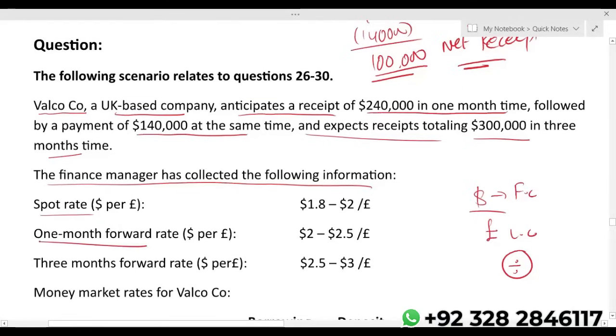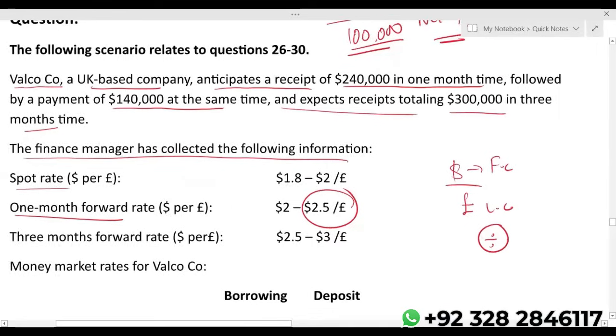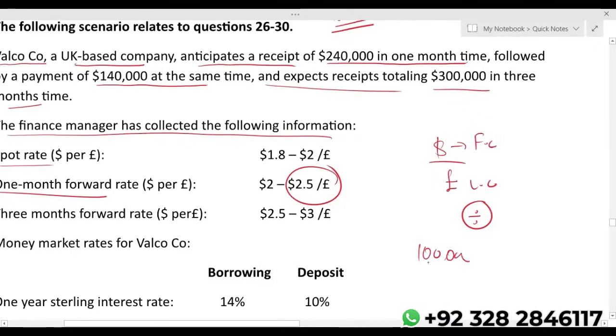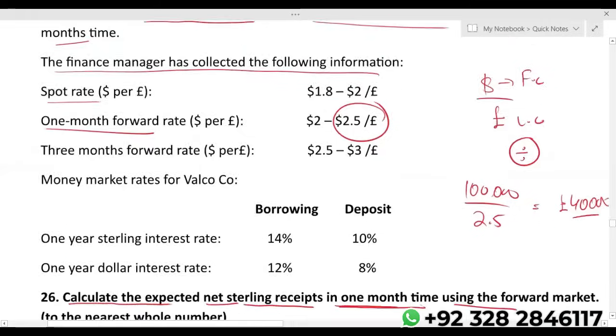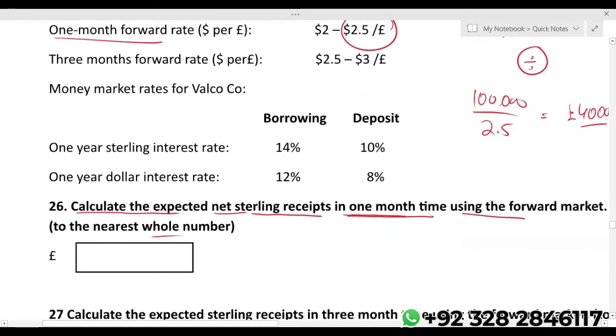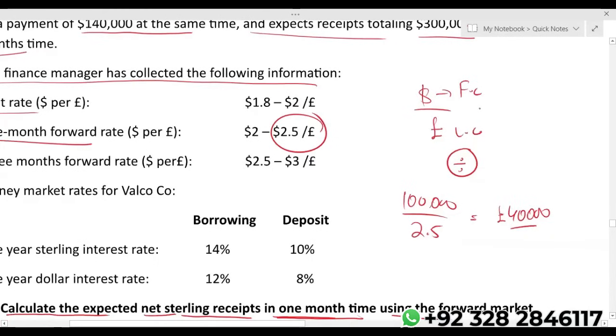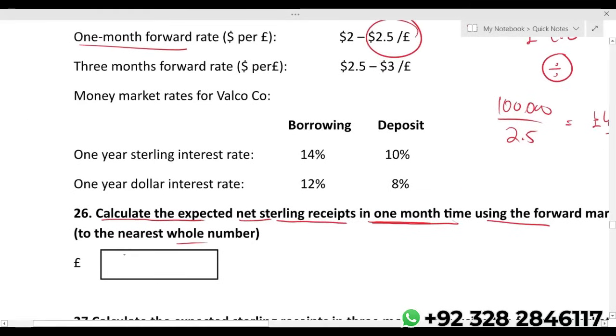1 month forward. So can I say 2.5? Simply 100,000 divided by 2.5, I'll get exactly 40,000 if I'm not wrong. Yes. Indirect quote, we buy low, we sell high. How do we identify an indirect quote? By looking at the exchange rate sign. If the numerator is a foreign currency and the denominator is local, then it is an indirect quote. So 40,000.